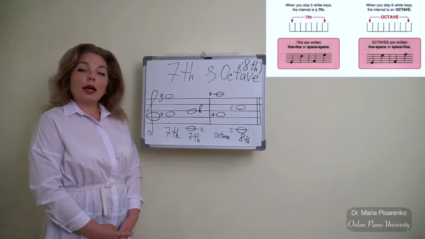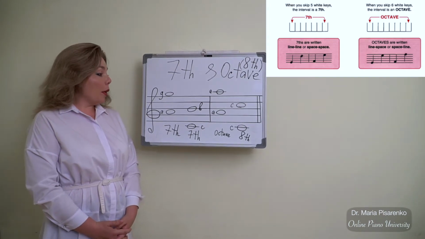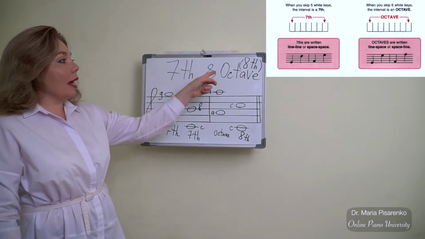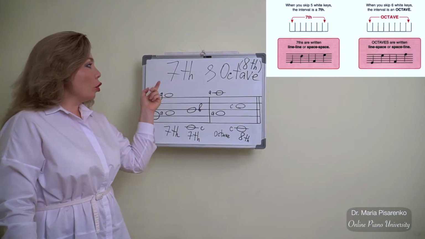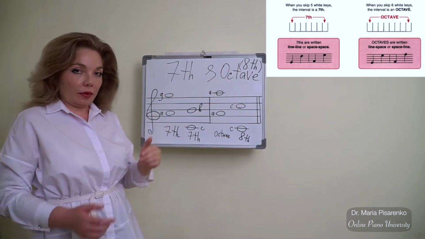It's time to talk about our new intervals. We have a seventh and an octave. Actually, an octave has another name. It's called an eighth. So you have the seventh and the eighth, or the seventh and the octave.